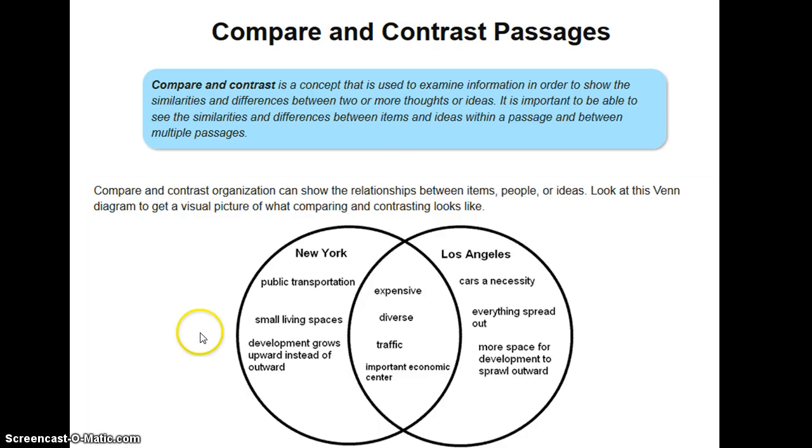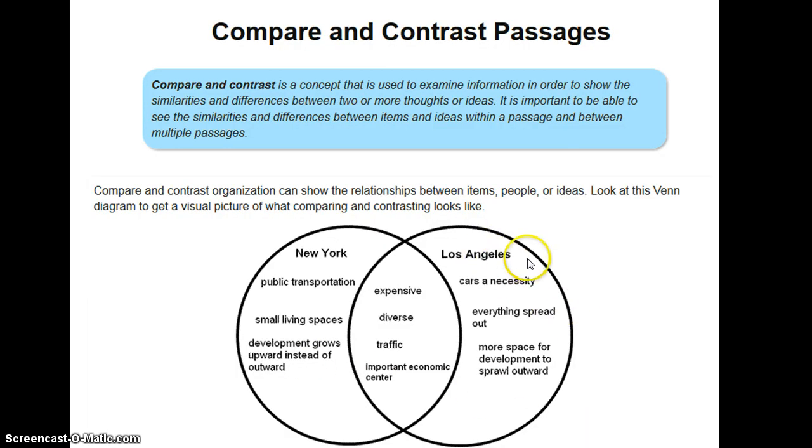So on the left, under New York, you can see that New York provides public transportation. There are very small living spaces, and the development grows upward instead of outward. If you know anything about New York City, you know that it's basically set around Manhattan, which is an island, and the surrounding areas. But because the population has been growing and moving into that area for hundreds of years now, there's really no place for them to expand because there are no open spaces for probably 50 miles in any direction around New York City. So this is why the living spaces are small and development goes up. That's why they build skyscrapers.